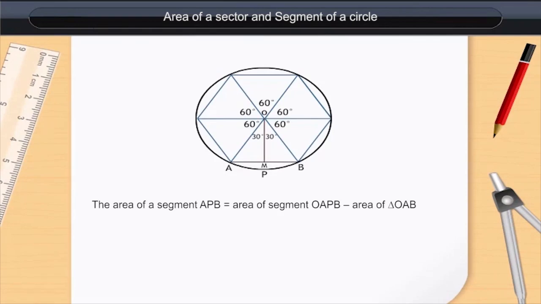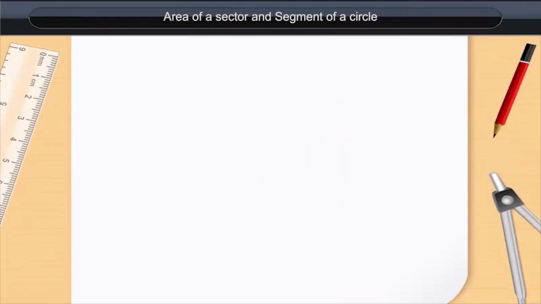The area of a segment APB is equal to area of sector OAPB minus area of triangle OAB, that is, theta upon 360 degree into pi r square minus area of triangle OAB.